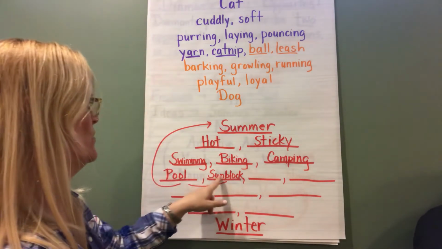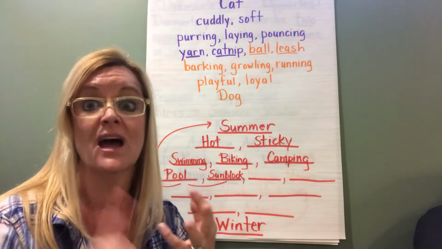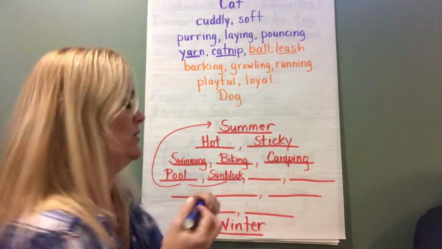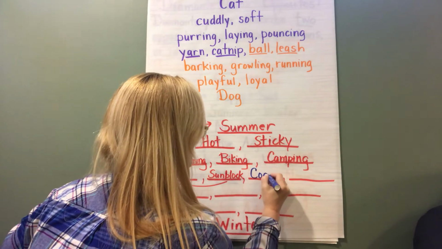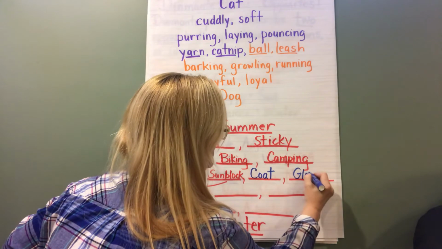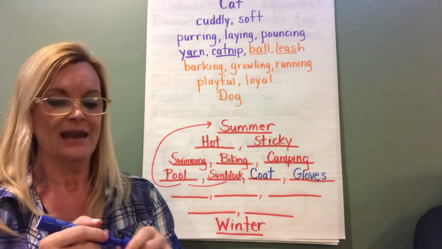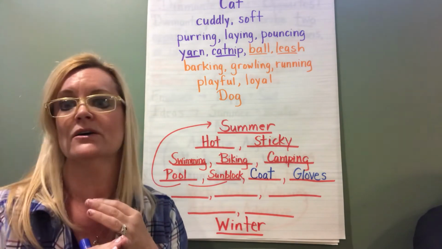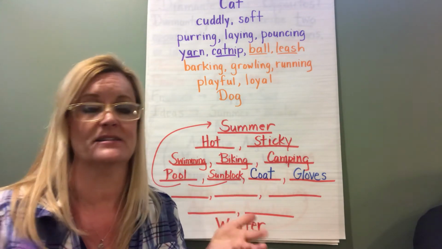So when I think about winter, 2 things, 2 nouns that I think of in winter are coats and gloves. I don't go anywhere without my coats and gloves. So I have a nice warm coat. I wear a coat. And I wear gloves. Okay. Now I need 3 words, ing words, verbs, that would be winter activities.